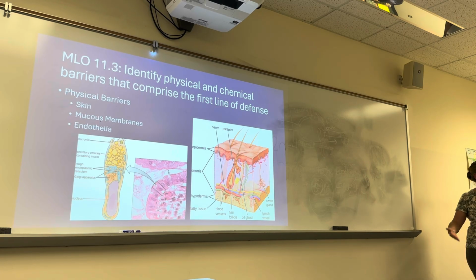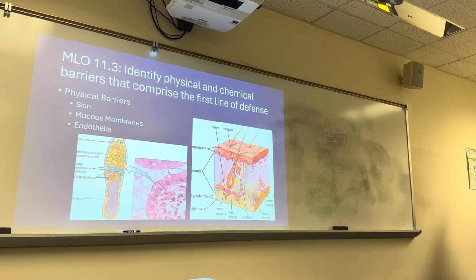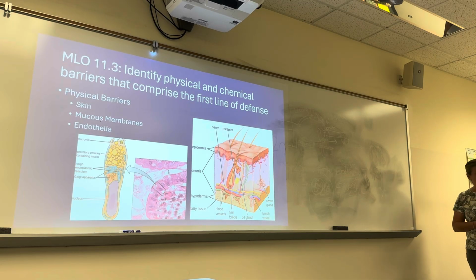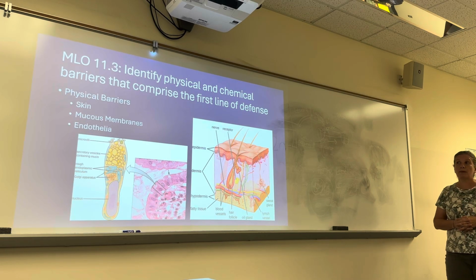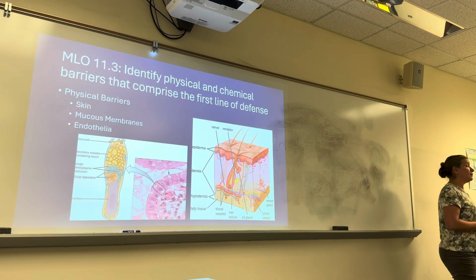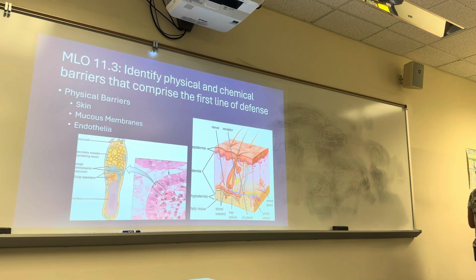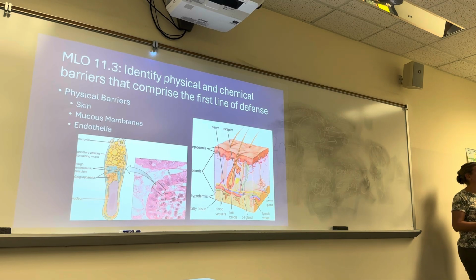We'll also be talking about, in the next slide, I'll cover some of the chemical aspects that are going to be very important for this physical barrier in order to help maintain it. And then, of course, the next physical barrier would be the mucous membranes. The mucous membranes line the respiratory system, digestive tract, and the reproductive system.